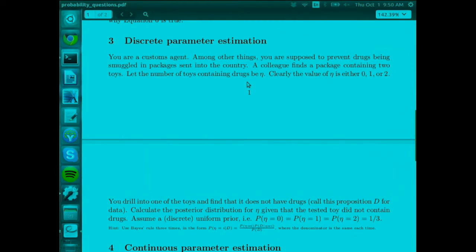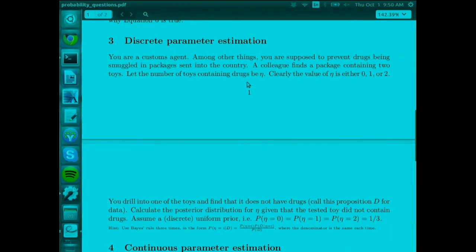The probability of eta equals 2, given that one of them does not have drugs, is 0. So the whole term gets 0, because this term there is 0. Exactly, the likelihood is 0. You couldn't have got this data if eta was 2. So you can write down the same equation again. It just happens that the one term on the right hand side is 0. The probability of this is 1 and this is 0. If these are equal, they can't both be 1. Right, the likelihood.